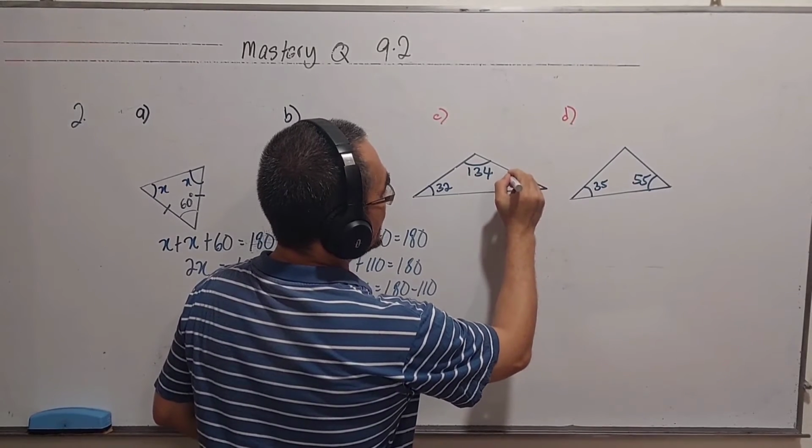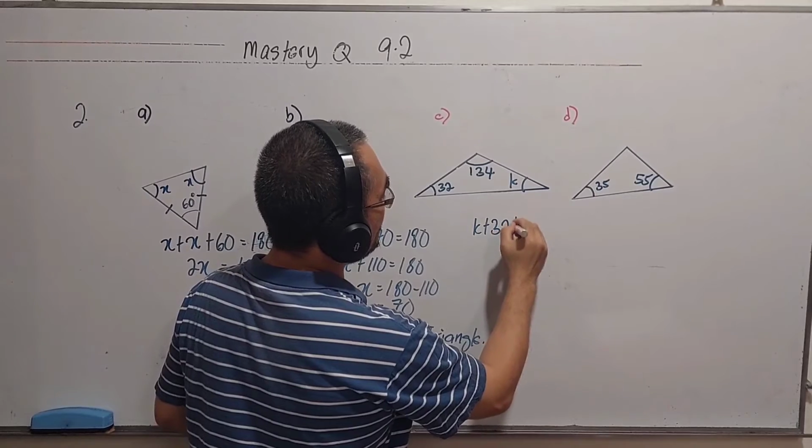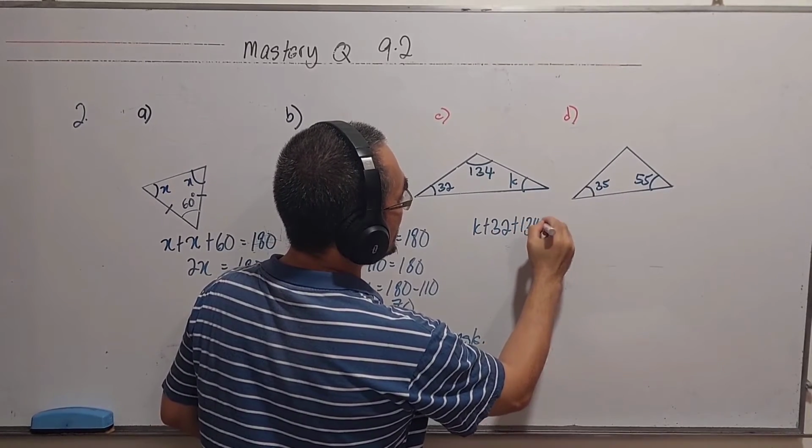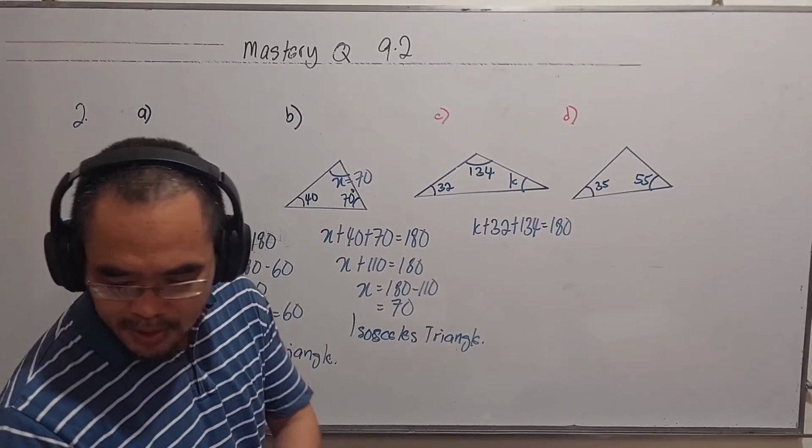And let's label here as K. So K plus 32 plus 134 equals 180. 134 and 132.